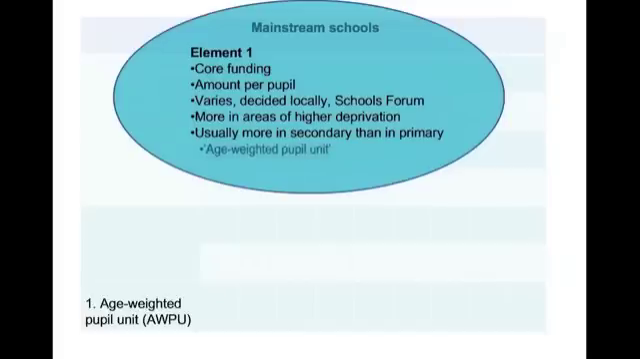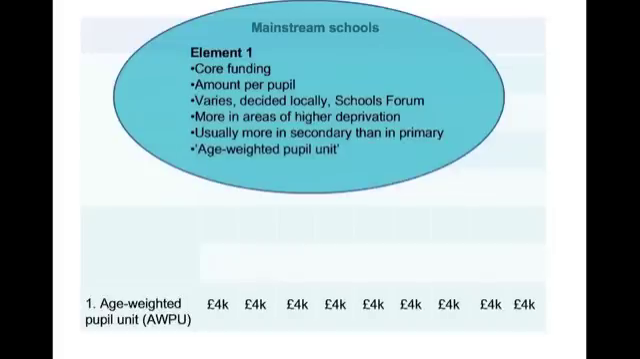Now, for my purposes here, I'm using £4,000 as the basic pupil unit of funding, and obviously, as I've said already, that's likely to be a bit less in primary schools, but many schools will have £4,000, many secondary schools will have £4,000 in their budget per pupil. And that's element 1 in the funding in mainstream schools.